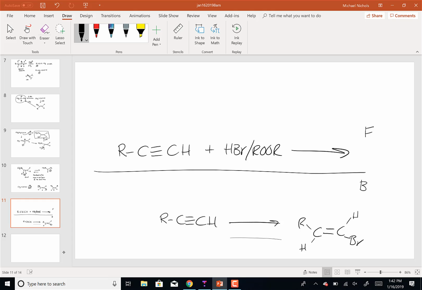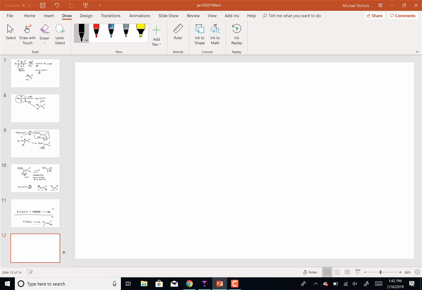But we have to find a way to remember these reactions. So that's my sort of study skills section. One of these days we may talk about study skills, maybe after the first test.